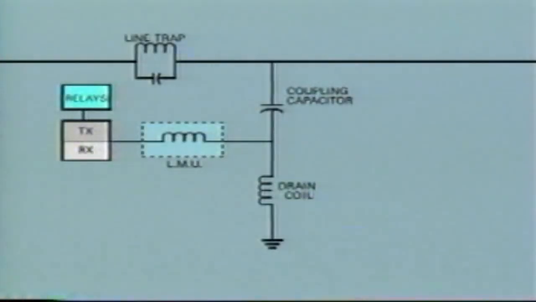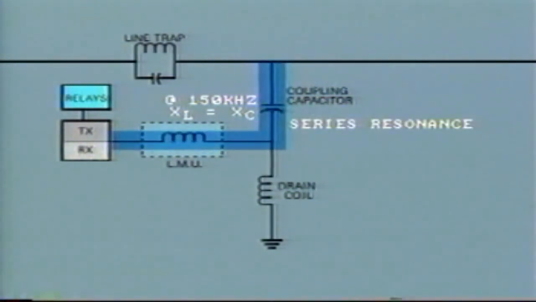The simplest type of line tuner would consist of a series inductor sized to give inductive reactance equal to the capacitive reactance of the coupler at the specific carrier frequency, say 150 kilohertz. This would produce series resonance with very low impedance to the 150 kilohertz current. Indeed, if the reactances were perfectly matched, the impedance would consist only of the ohmic resistance of the conductors.